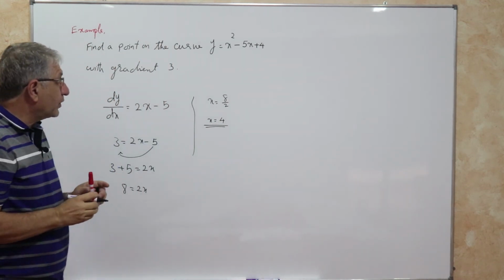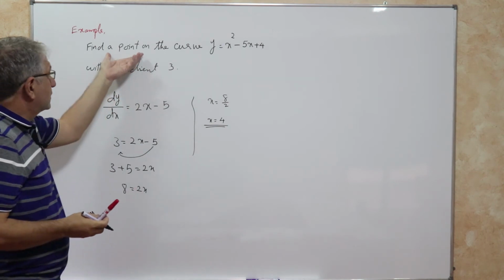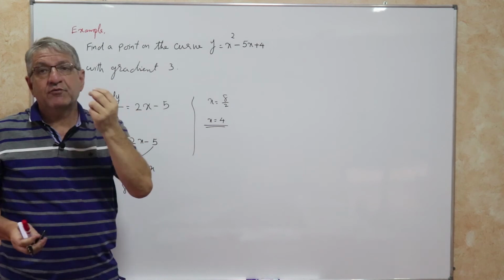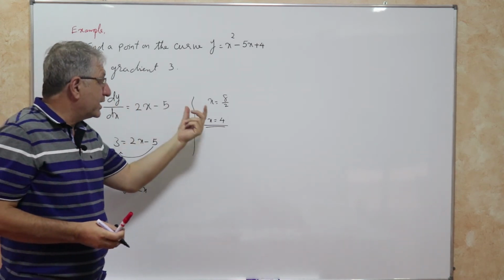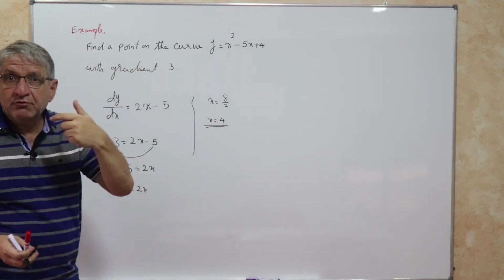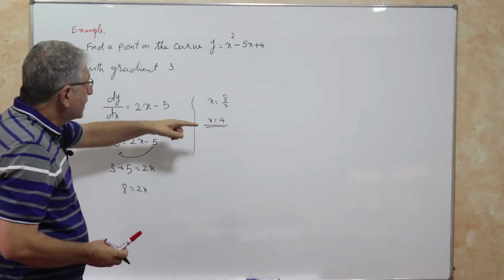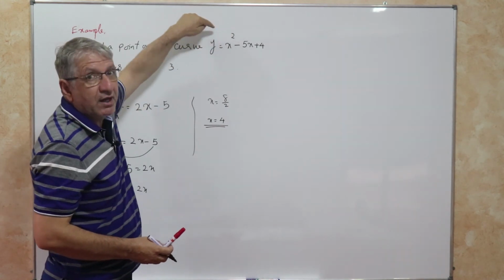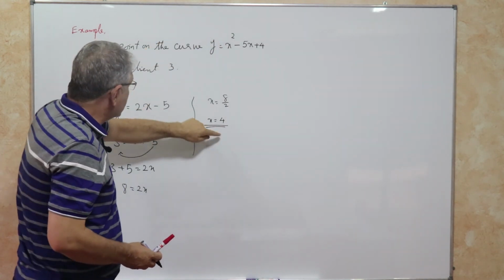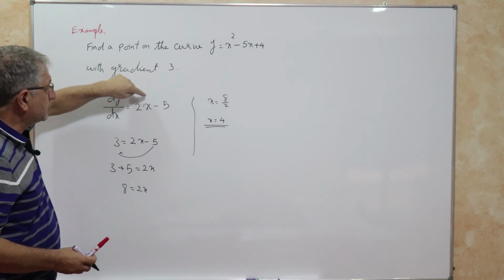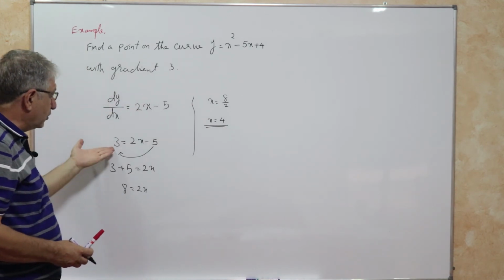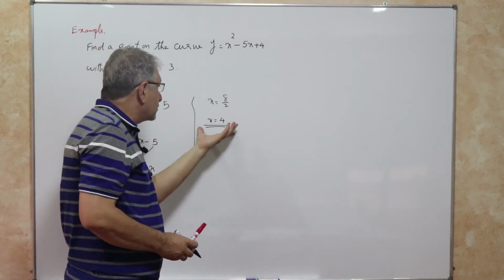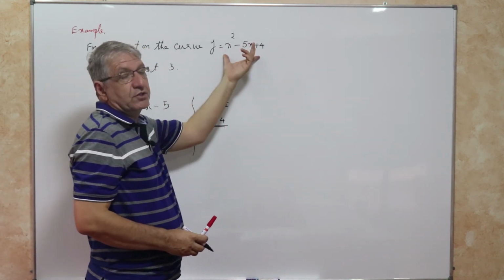Now, we want a point. A point means x and y, so for any point you have 2 coordinates. So x is 4. Now you need to find y. Where to find y? That is very clear. To get the value of y, you have to substitute here. Don't substitute this value here. If you substitute here, you are going to get 3, because we know that dy by dx equals 3. Therefore, no need for that. You have to substitute this inside this function here.